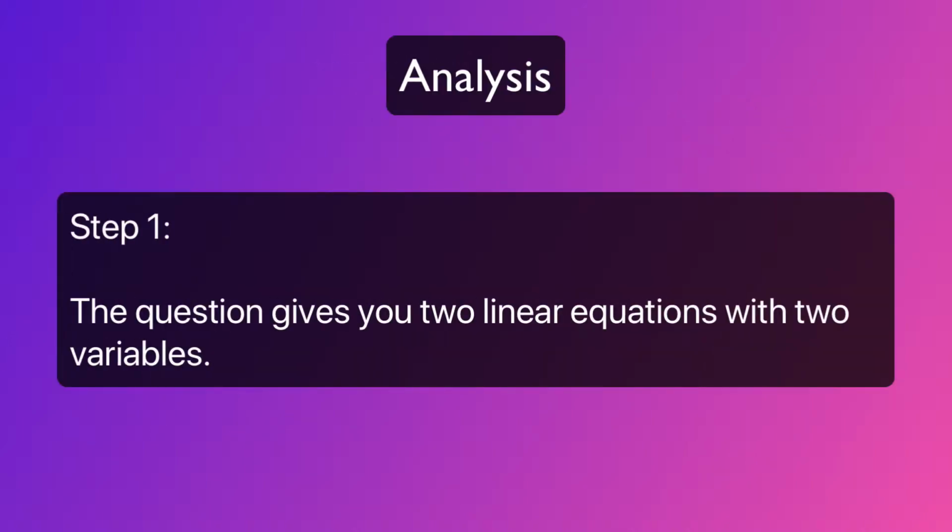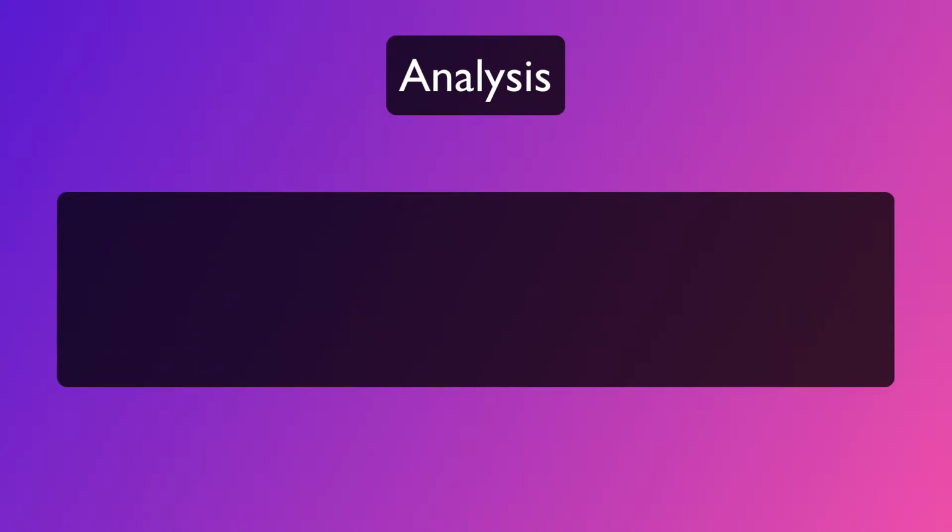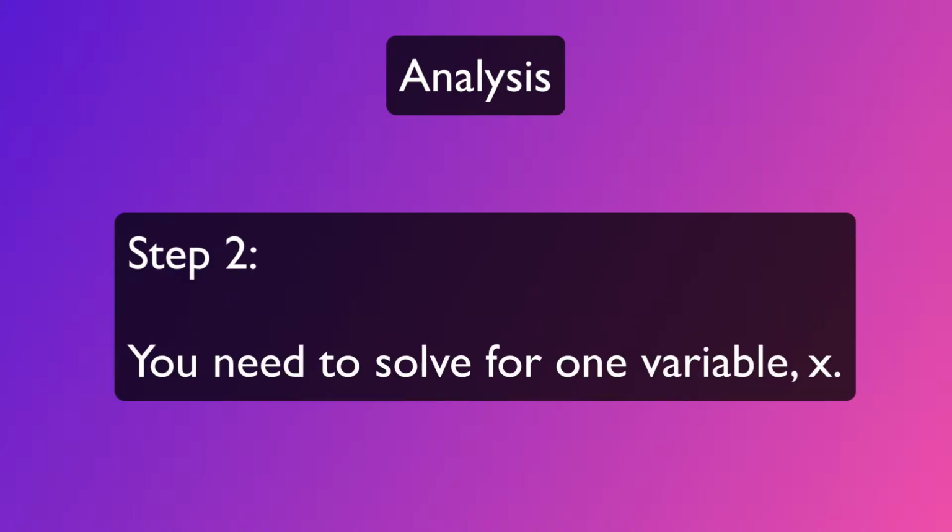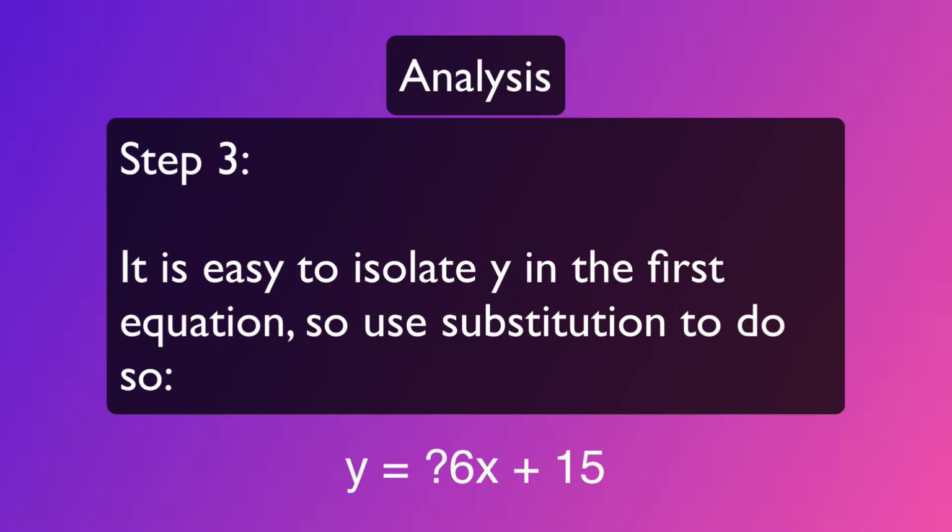Step 1. The question gives you two linear equations with two variables. Step 2. You need to solve for one variable, x. Step 3. It is easy to isolate y in the first equation, so use substitution to do so.